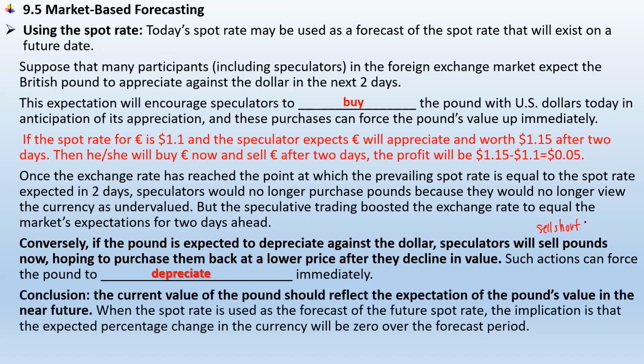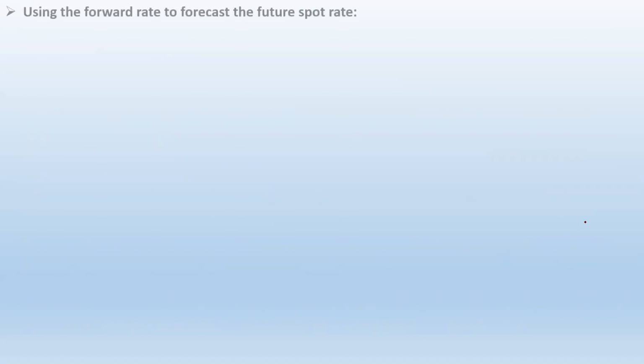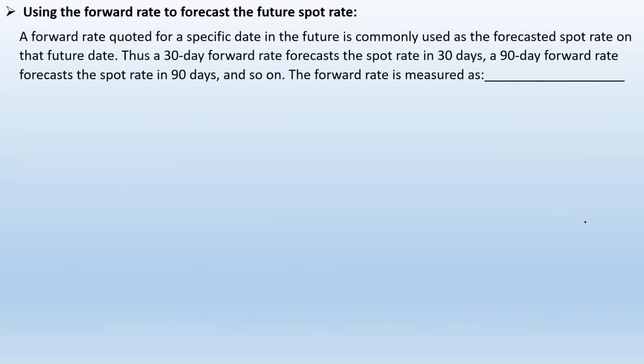So that's the rationale why we can use the spot rate as a proxy, as a forecast value for the future spot rate a couple of days ahead. Also, we can use the forward rate to forecast the future spot rate.